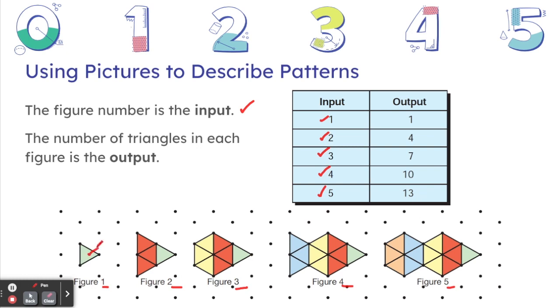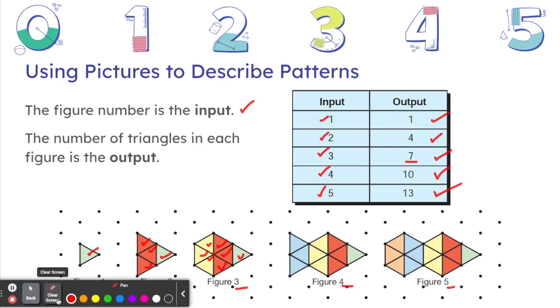So in figure 1, we have 1 triangle. That matches our output column. In figure 2, we have 1, 2, 3, 4 triangles, and that matches our output for figure 2. Figure 3, looking at the input-output table, should have 7 triangles, and if we count them here, 1, 2, 3, 4, 5, 6, 7, we see that that relationship holds true there, and the same goes for figure 4 with 10 triangles and figure 5 with 13 triangles. So this is just one way that we can describe the pattern that represents the relationship between the input and output using a picture.